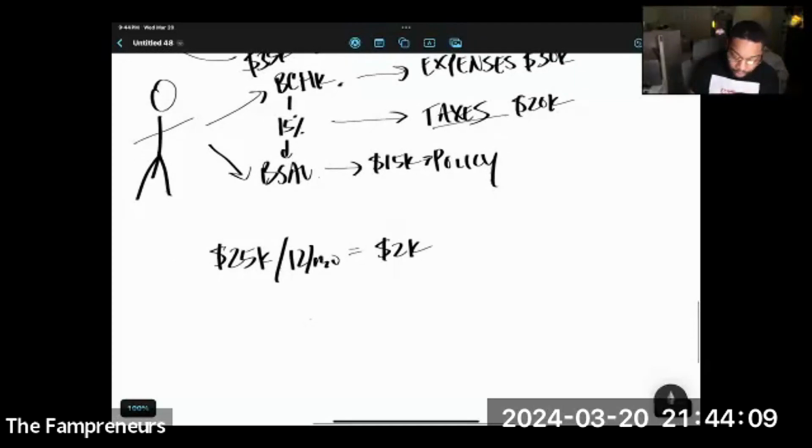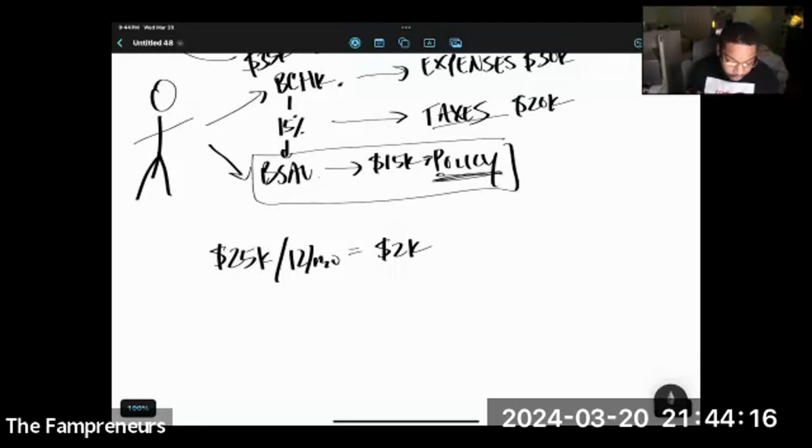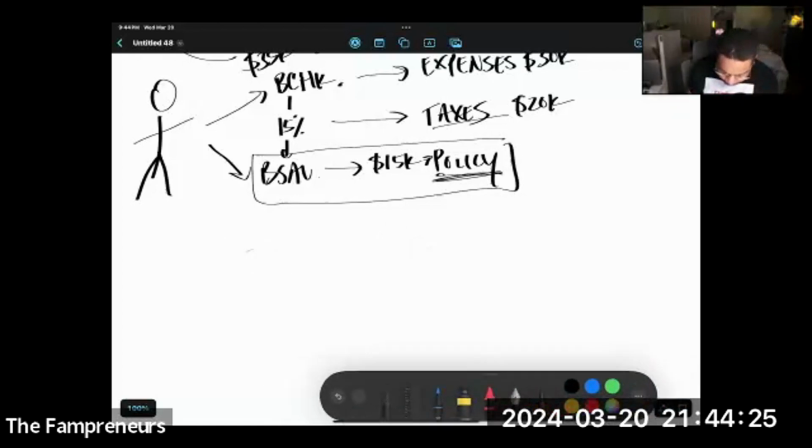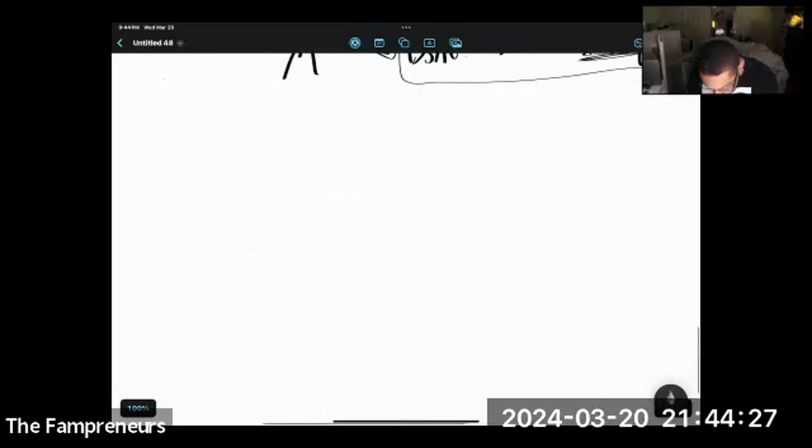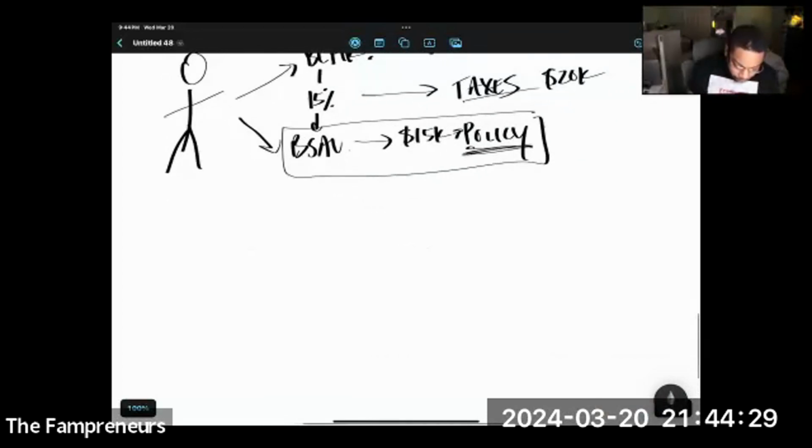So now we're going to talk specifically about the policy, y'all. Why is this so important? Why is this so important? Let's talk about it. And we emphasize this so much. Okay. There's two reasons why this is so important.